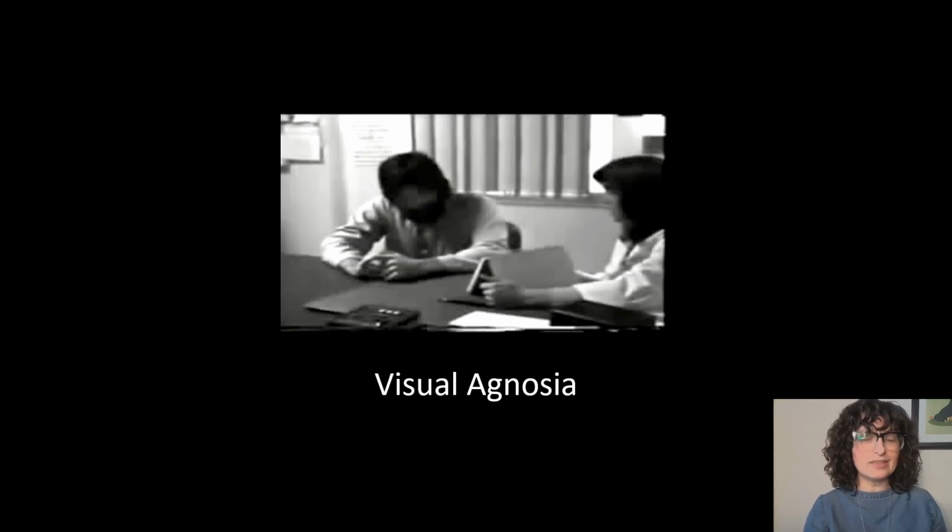Let's look briefly at an example of visual agnosia. Visual agnosia is a deficit in recognizing objects based on visual input in the absence of any major deficits in basic vision. It's not that people actually have poor vision or low vision. It's just that they can't make sense of object recognition based on visual information that's coming in. Notice, however, how this patient actually ultimately recognizes the object in this scene.